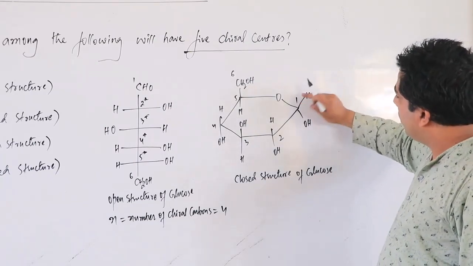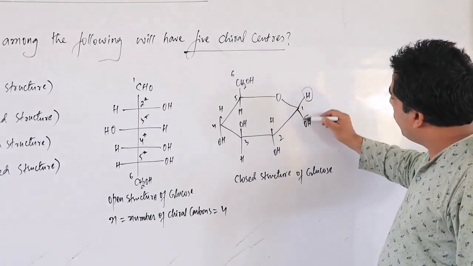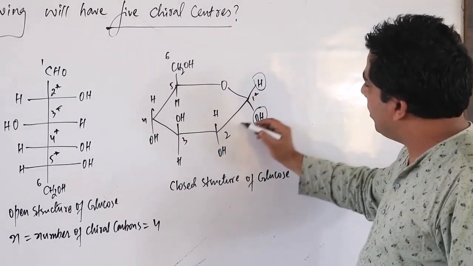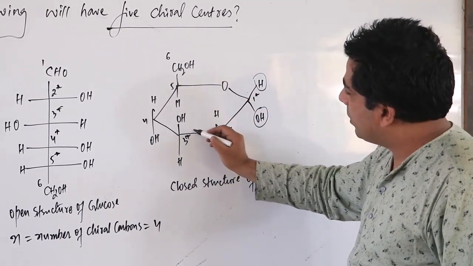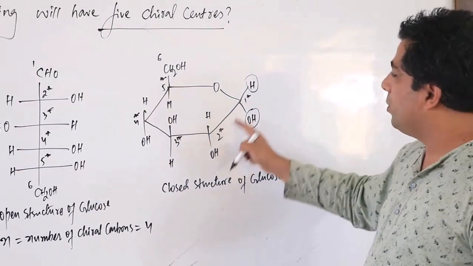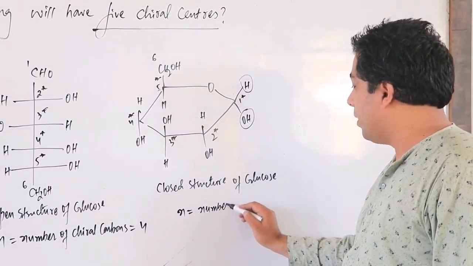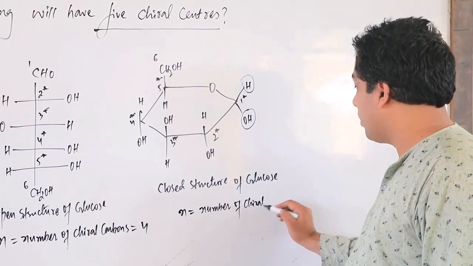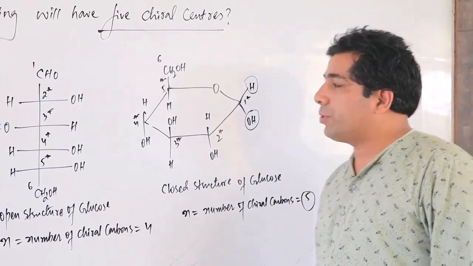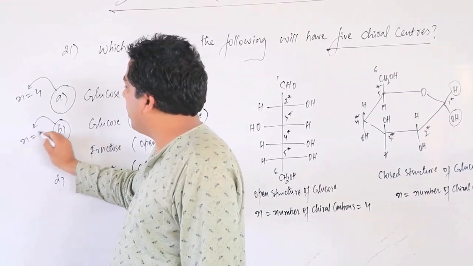The closed structure of glucose will have how many chiral centers? The first carbon is also a chiral carbon here, because here we'll be having H, OH, second group, and this is third and this side is fourth. So the first one is chiral, second one is also chiral, third one is also chiral, fourth one is also chiral and fifth one is also chiral. So total 1, 2, 3, 4, 5. Here the N value, number of chiral carbons, is 5. So my dear friends, in closed structure of glucose we have 5 chiral carbons.